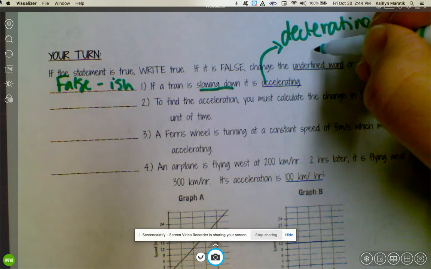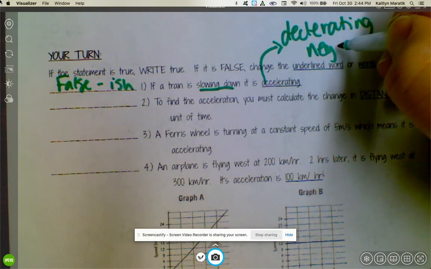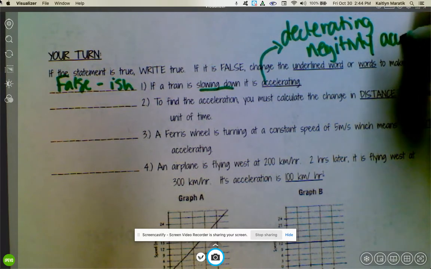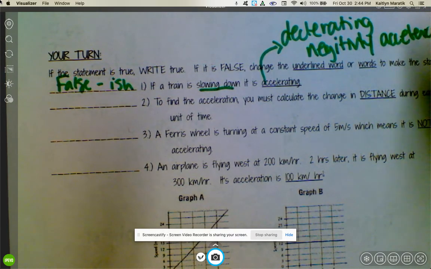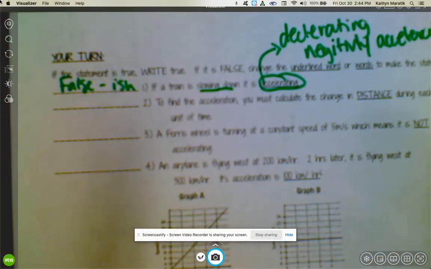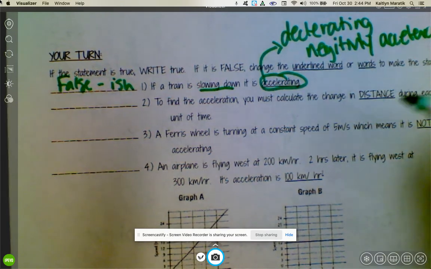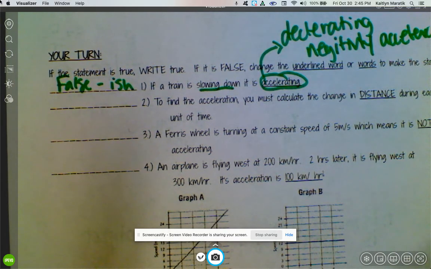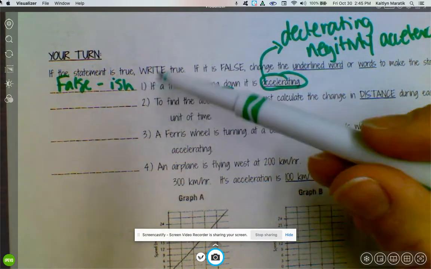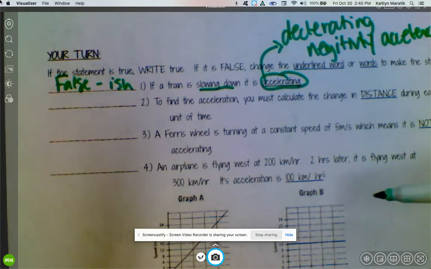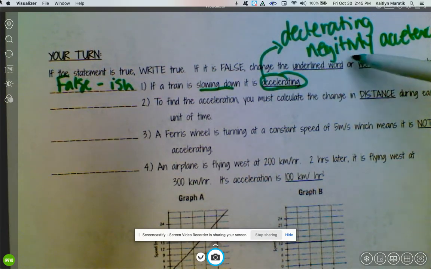Or more appropriately, negatively accelerating. But this is only false-ish because, well, decelerating is a type of accelerating. So it's kind of false, but only ish. Because it kind of sort of is still acceleration. It's a type. It's just negative.